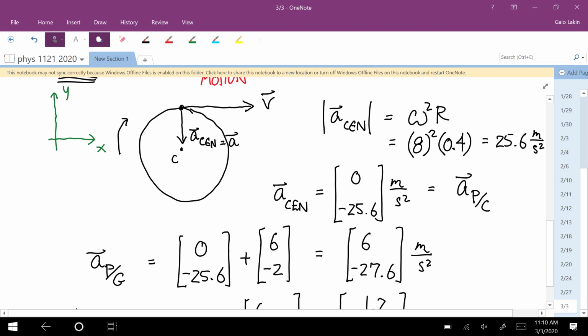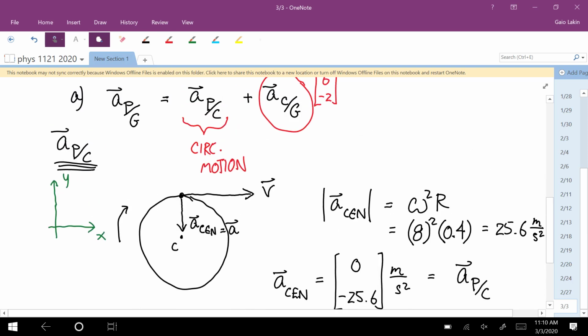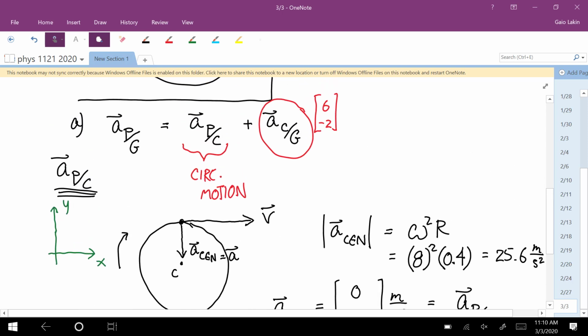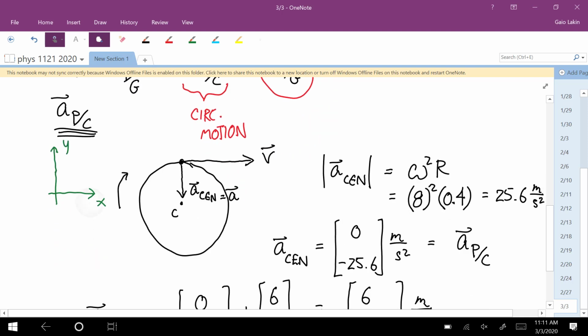We need to use Newton's second law for accelerations measured in an inertial coordinate system. And that means that the origin is not accelerating and the axes are not rotating. What would have been the problem? Imagine that I had used Newton's second law with this acceleration of p measured relative to the center. Why doesn't that work with Newton's second law?